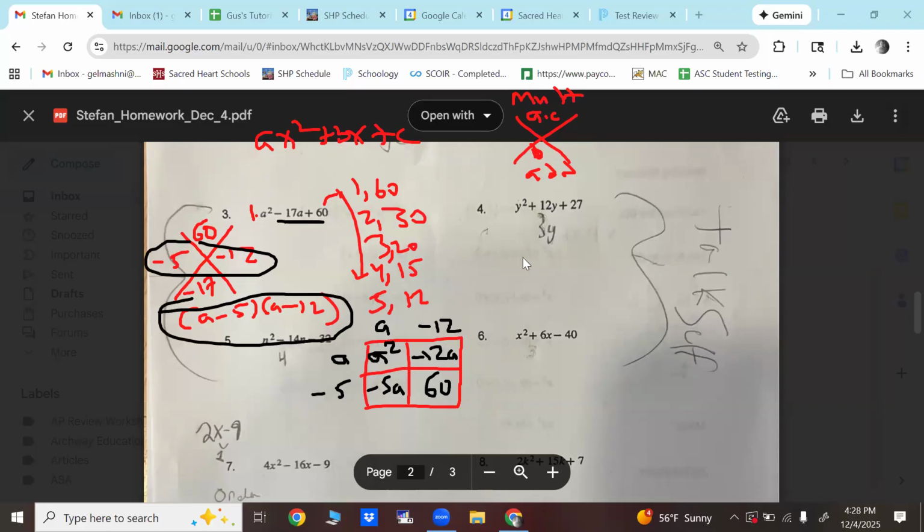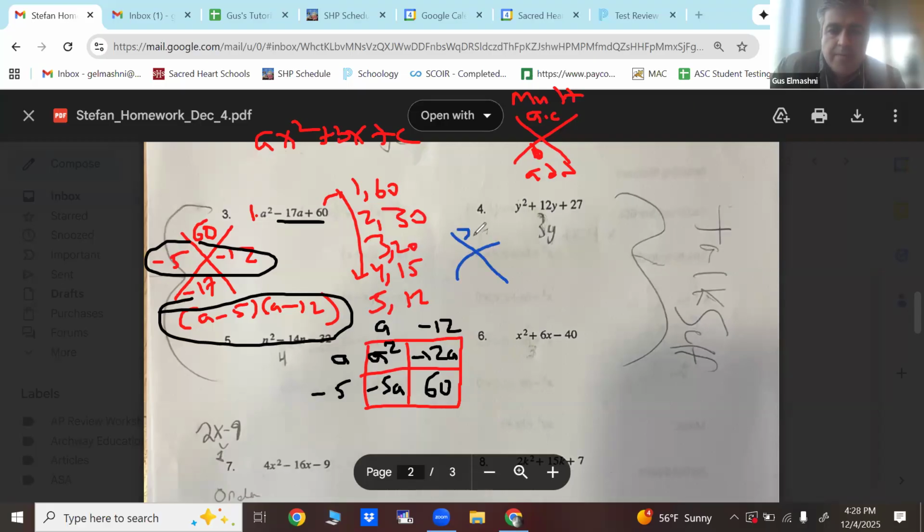So now let's go for a bit of contrast. I have 27 and 12. What two numbers are going to multiply to 27 and add to 12? 9 and 3. Perfect, done. So it's y plus 3, y plus 9.